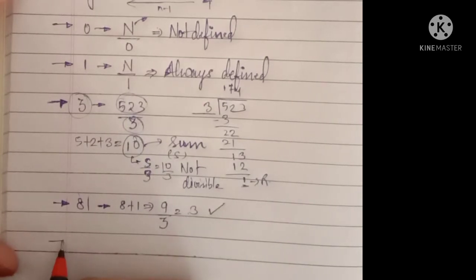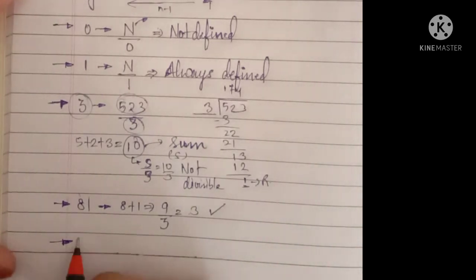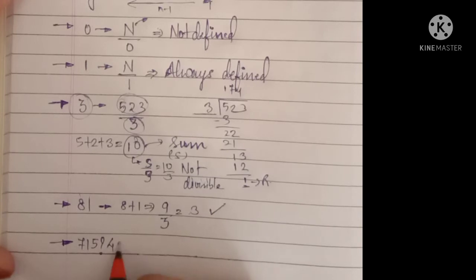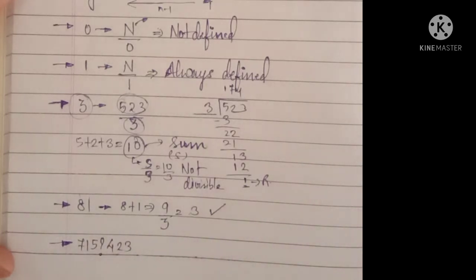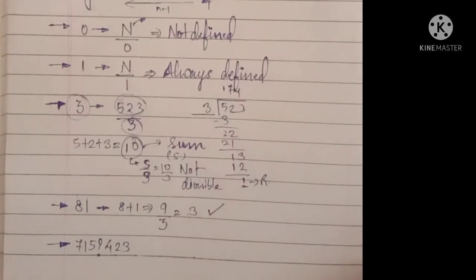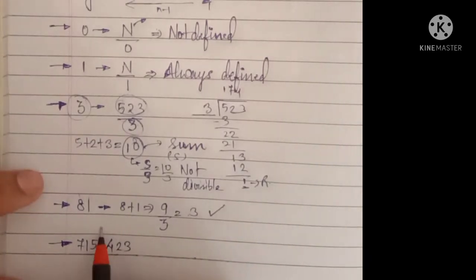Again, let's take one GATE question, okay, that appears in the GATE exam also. So I'm taking a question: 715?423. What they ask is that this number is divisible by 3. You need to find that question mark.